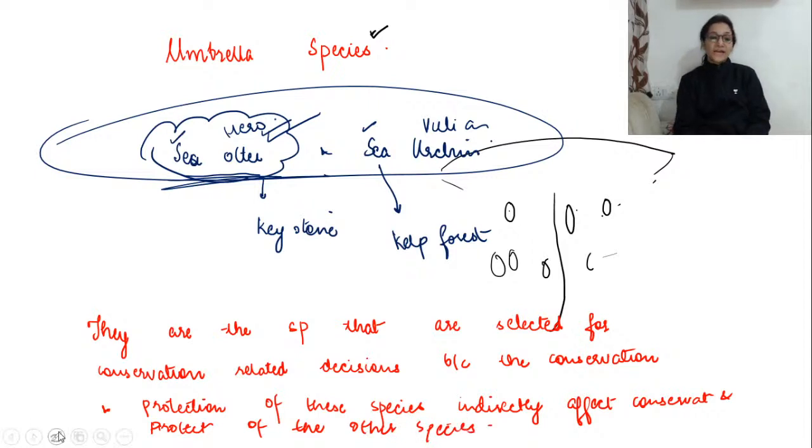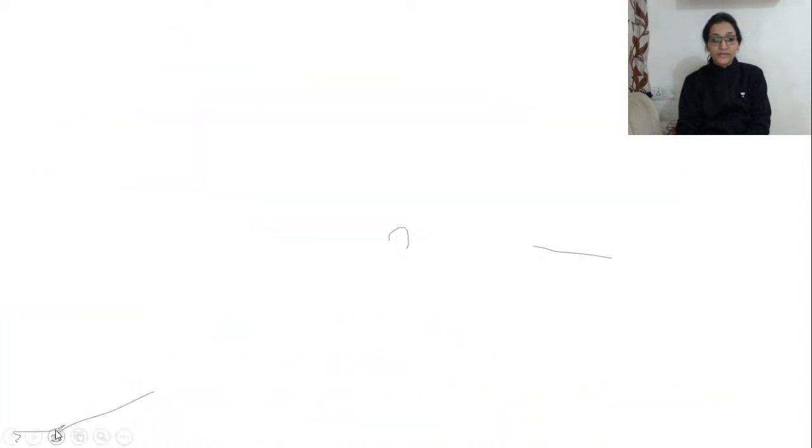Right, I hope you are understanding each and every point which we are seeing, that these are the species which are selected especially by us for conservation related decisions or activities. These are not the species which we need to actually conserve, but by conserving these species we are able to conserve the other species, right? So what is the umbrella species doing, let us see that. Umbrella species help in selection of potential reserve locations as well as determination of the composition of the reserve, that is, which area can actually be converted into a reserve area. These are all the work of umbrella species.